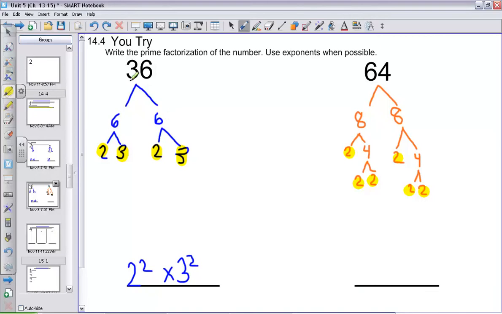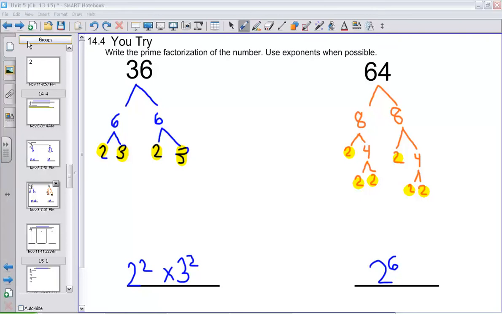Alright, let's see how I did with the prime factorization of these two. For 36, you should have the prime factorization of 2 squared times 3 squared, and 64 is 2 to the 6th power. Okay, so again, we got that by breaking up 36 until we ended with only prime numbers, and 64 until we got to only prime numbers. And I used exponents when I could.